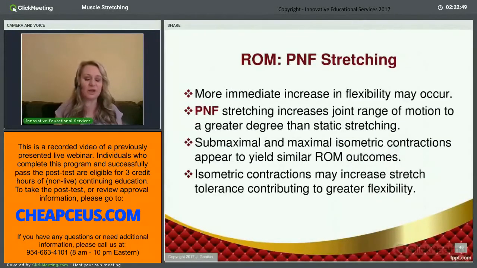PNF stretching can be utilized for range of motion gain. Some of the research says that PNF stretching, where we have that isometric hold, can be just as beneficial as static stretching. They're seeing that in our rehab populations this type of stretching can be beneficial for patients to make significant gains, that active contraction before the stretch allows for more range of motion improvement.